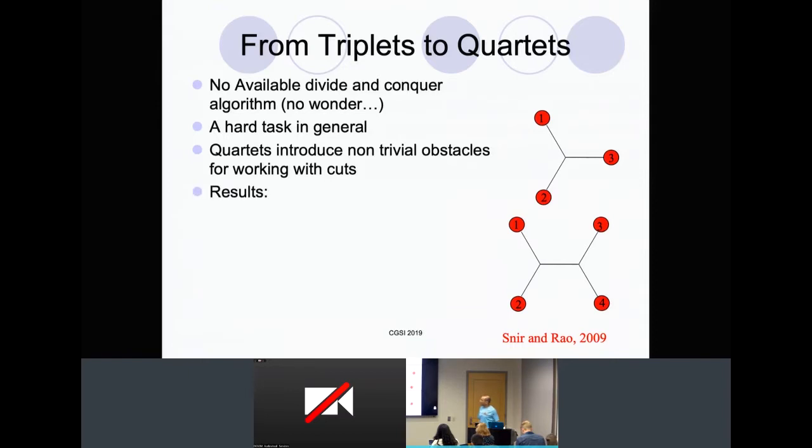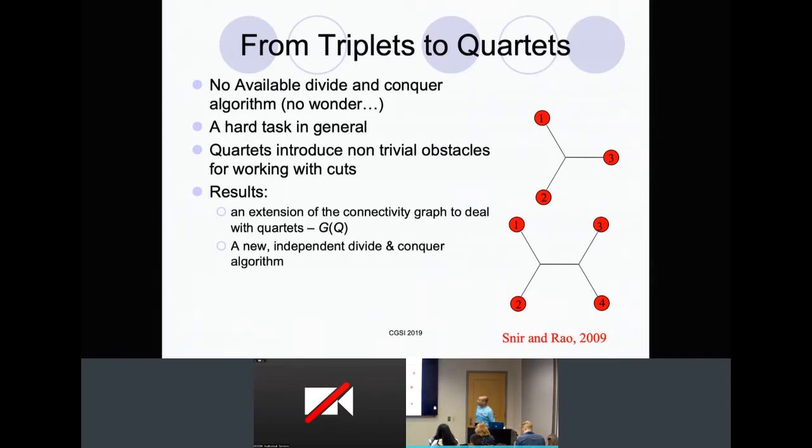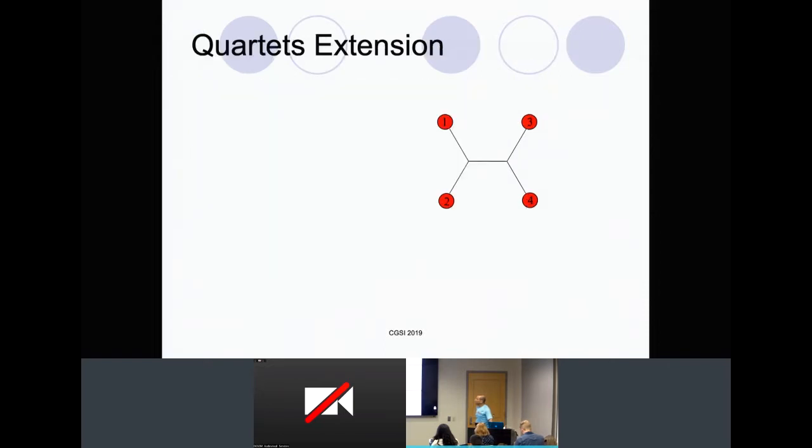And what are the results? The results that we achieved, and I go over several results and several papers, are the following. We extended the connectivity graph to the quartet graph, G of Q. It's a graph that represents our set of quartets. And we adapted the Aho algorithm, a divide and conquer algorithm, to deal with this graph. We can say something about this algorithm. But again, every task is hard, unlike the triplet case. So what is the extension?